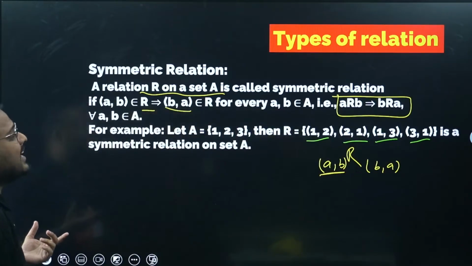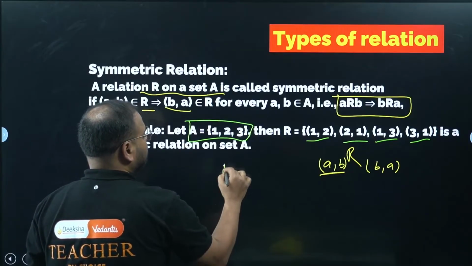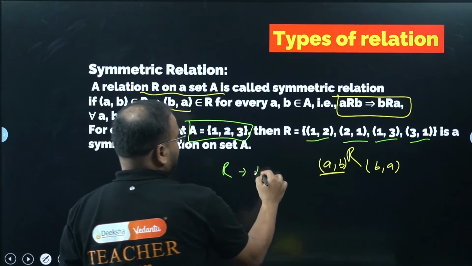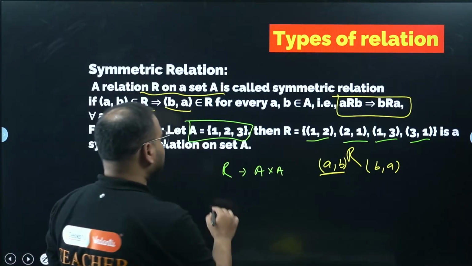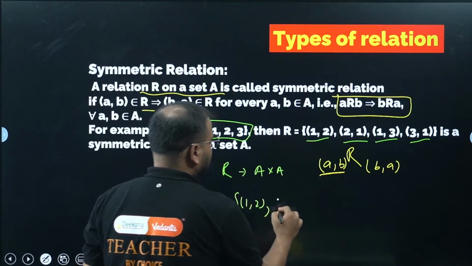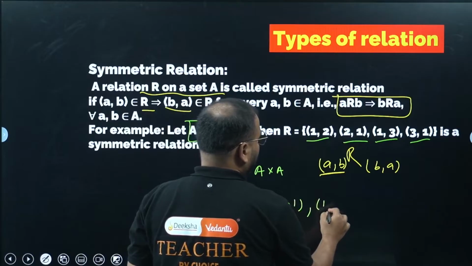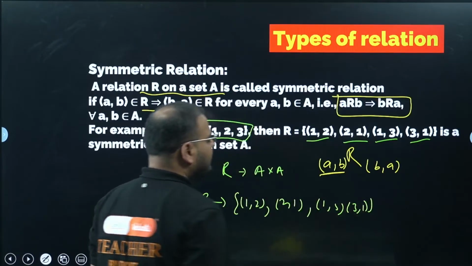And on which set? Obviously on set A, which we have taken. So this is a relation on set A cross A. The relation on set A is given by 1 comma 2, 2 comma 1, 1 comma 3, 3 comma 1. Any other possibility? Any other possibility?